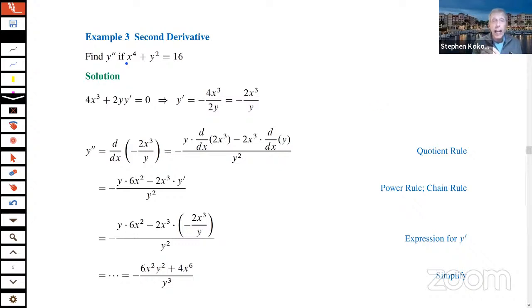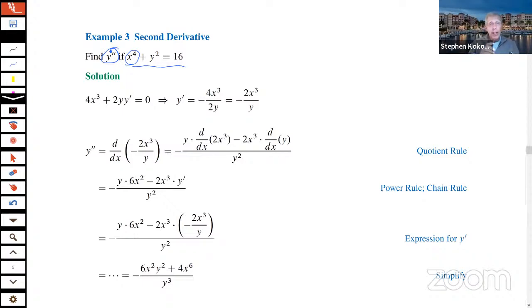Be careful. This is x to the 4th plus y squared equals 16. So this isn't the graph of a circle. Not sure what this looks like. But this time I want to find y double prime. There are a couple of ways to do this. I'll show you a way and suggest another way that might make it a little bit easier. Again, you've got a lot to do before class tomorrow.